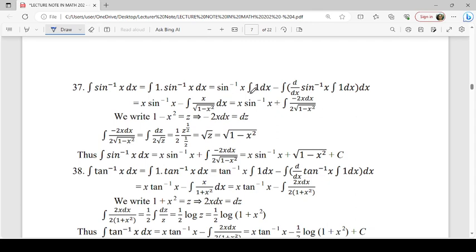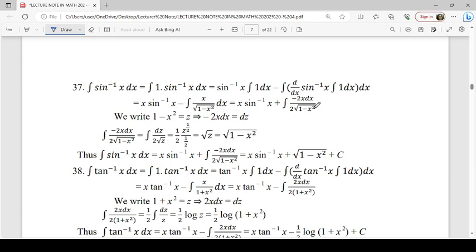applying this formula. So sine inverse x, integration of 1 dx, integration of dx, d/dx of sine inverse x, it is integration of 1 is g(x), and then after simplification we get this one. So it is x sine inverse x minus the integral of x dx by root over 1 minus x square.